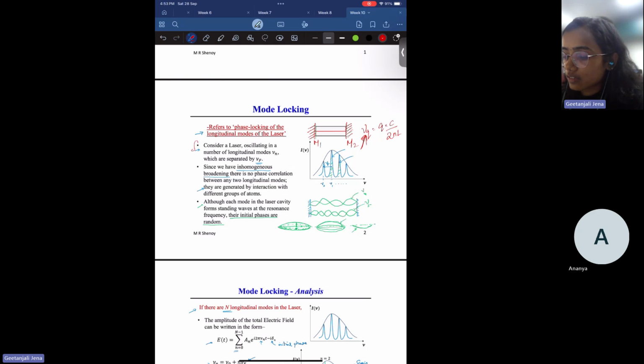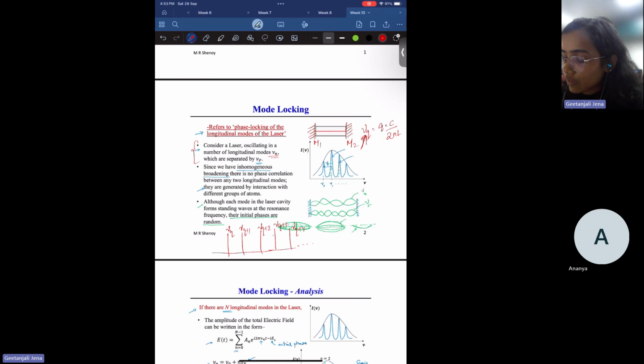So now let us consider a laser oscillating in a number of longitudinal modes, nu n, and these are separated by free spectral range. Free spectral range, as you recall, is nothing but the spacing between these longitudinal modes. So if it is nu q, it is nu q plus 1, nu q plus 2, nu q plus 3, and nu q plus 4.